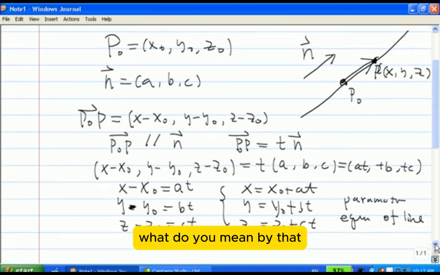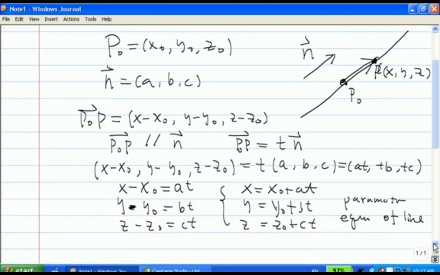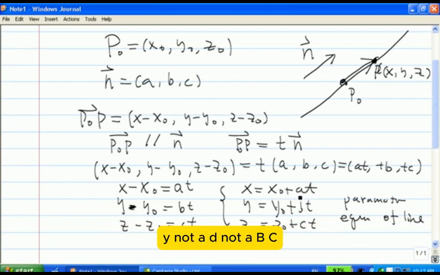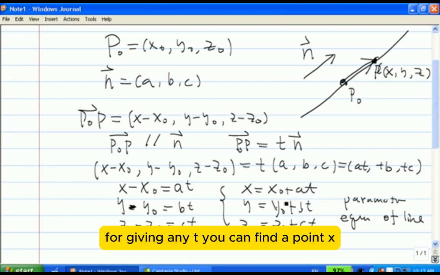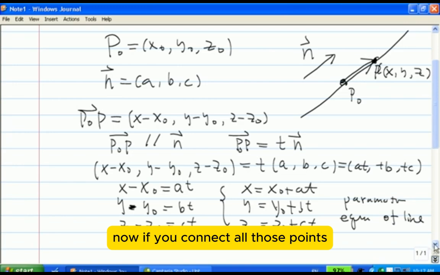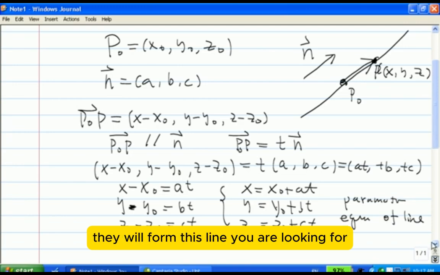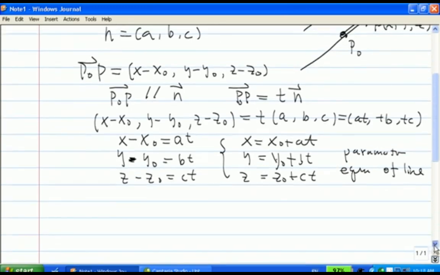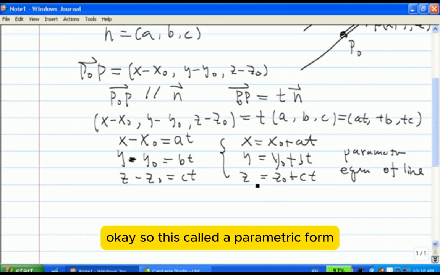What do we mean by that? For any given t, you plug in, knowing x0, y0, z0, a, b, c, and you can find a point x, y, z. For a different t, you get a different point. Now, if you connect all those points, they will form the line you are looking for. So this is called the parametric form.